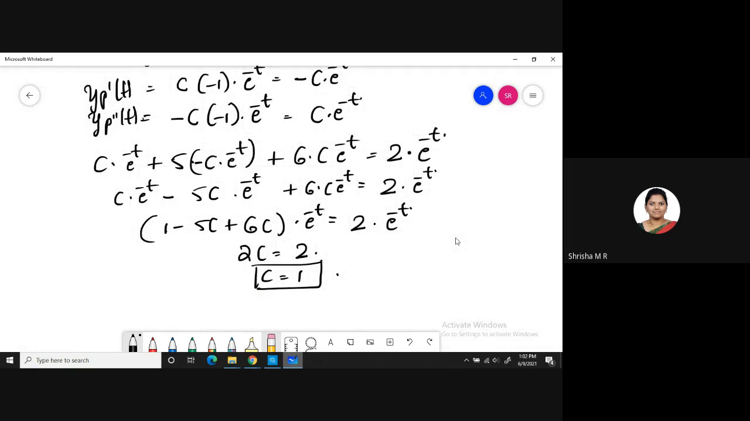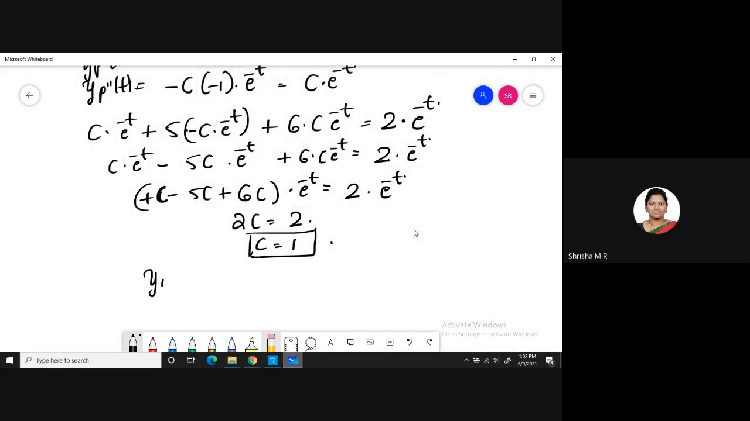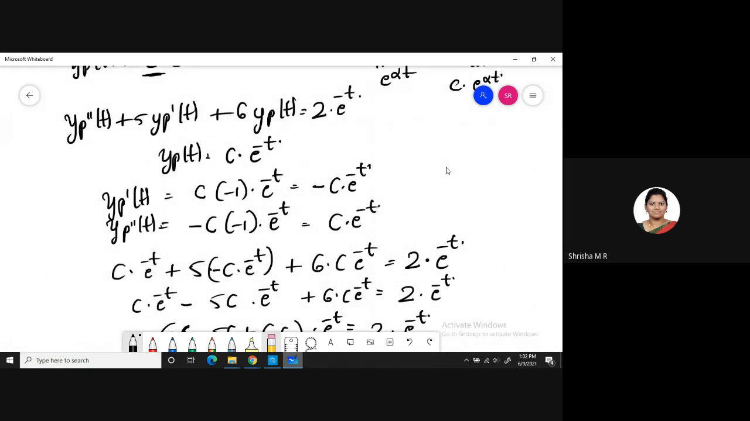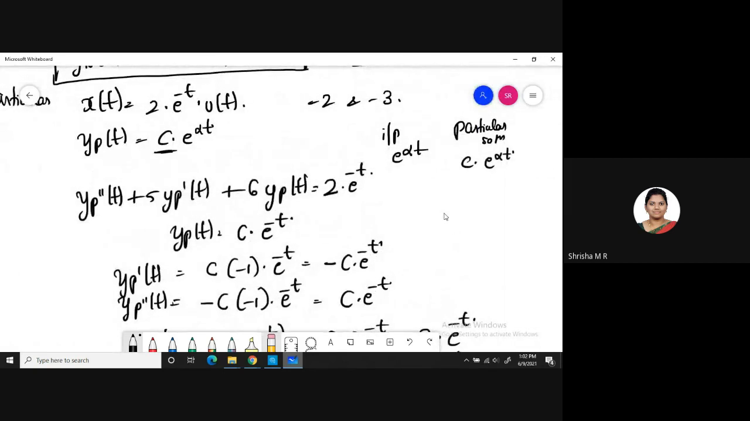Is it clear? 1 minus 5c plus 6c, yes, 2c. So the particular solution yp of t is c into e power minus t, which is 1 into e power minus t. It is of the form e power minus t. This is the particular response. This is how we are finding the particular response. Understood? Is it clear?